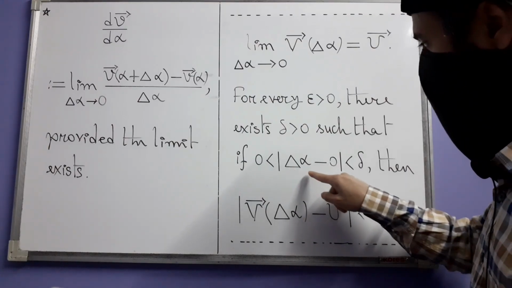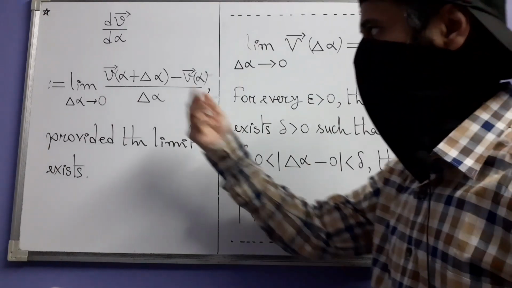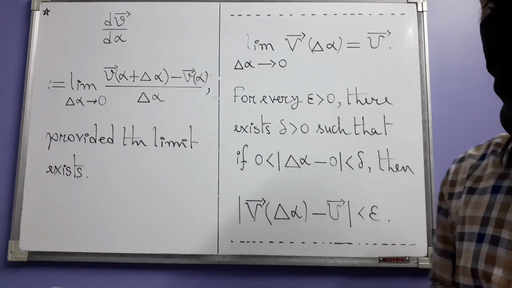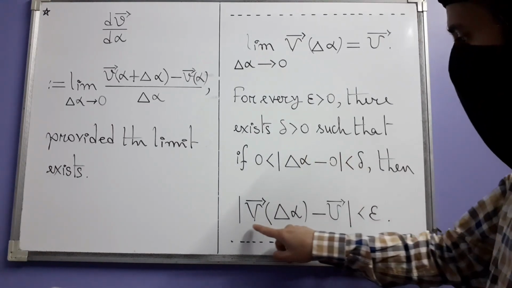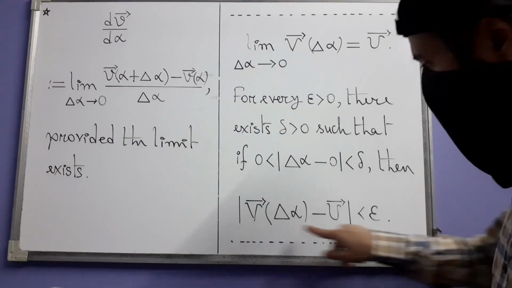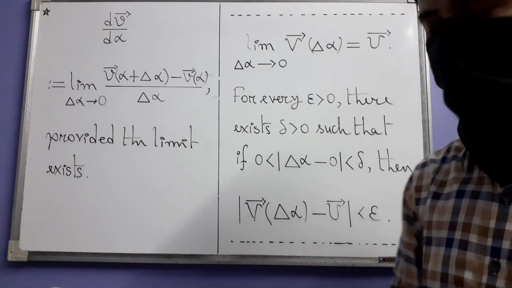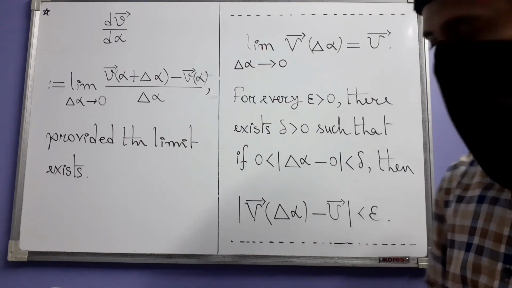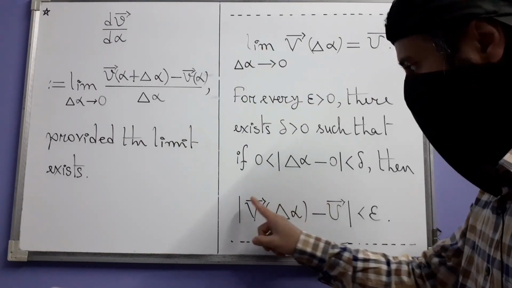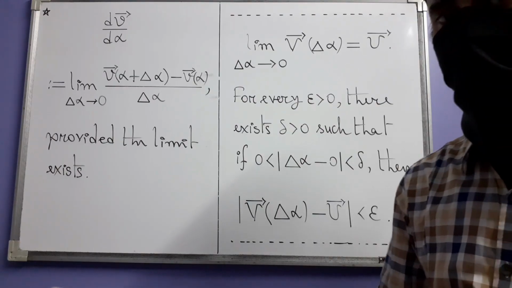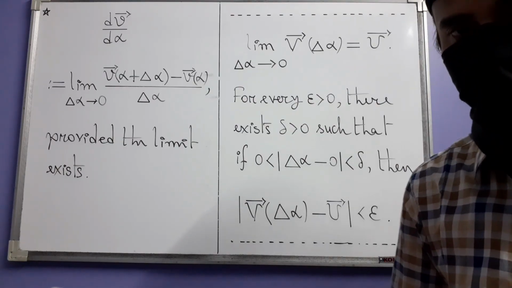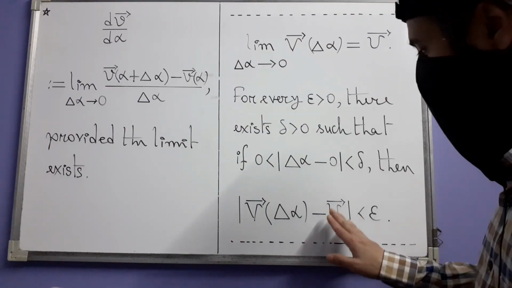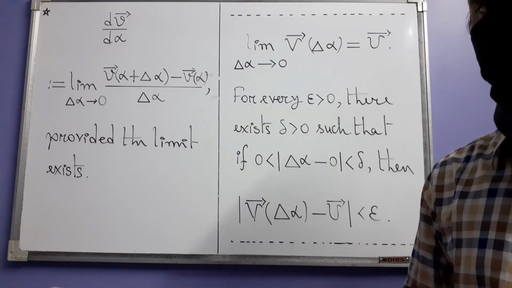Note that this means that if delta alpha is close to 0 in the sense that it is less than that delta. What is the meaning of this left hand side of this inequality? Here you are looking at the difference of two vectors. So that means this is a vector and this is not absolute value, this is magnitude. And magnitude, as you know, is a real number. So that is why this inequality makes sense.